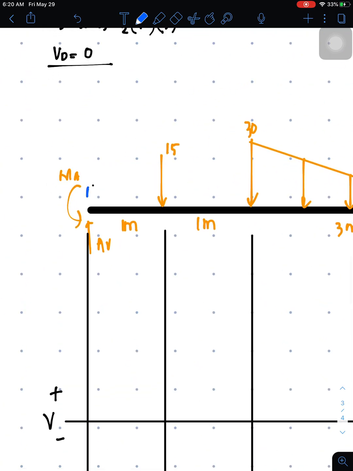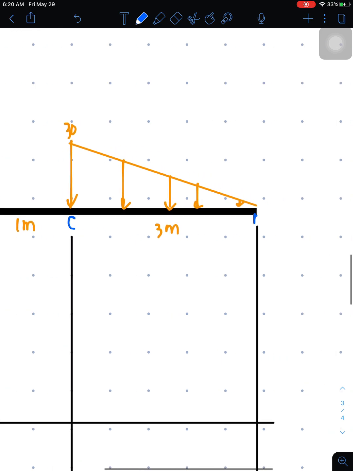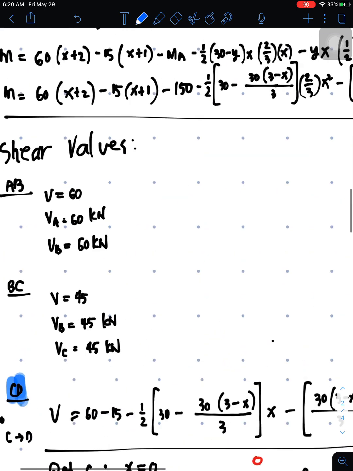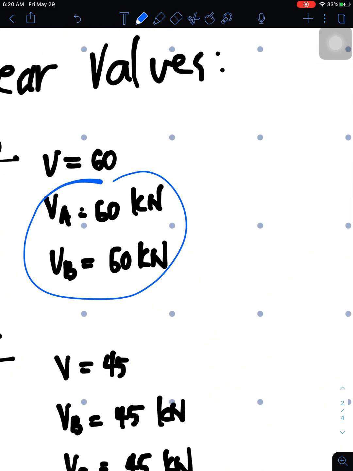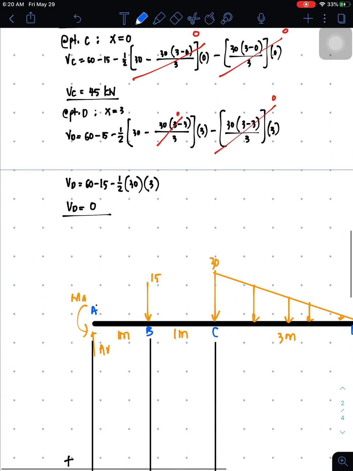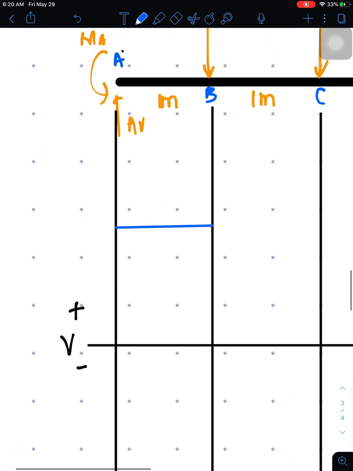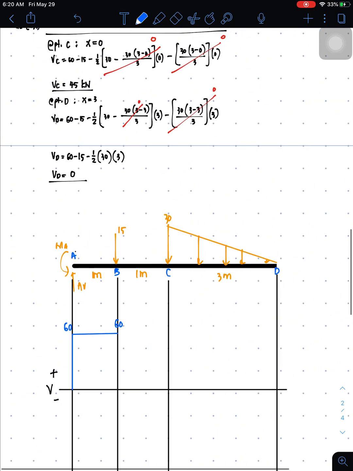By the way, this is A, this is B, C, and D. Right. The shear values at A and B is 60. Positive. So here, ibutang ako that this is positive 60.